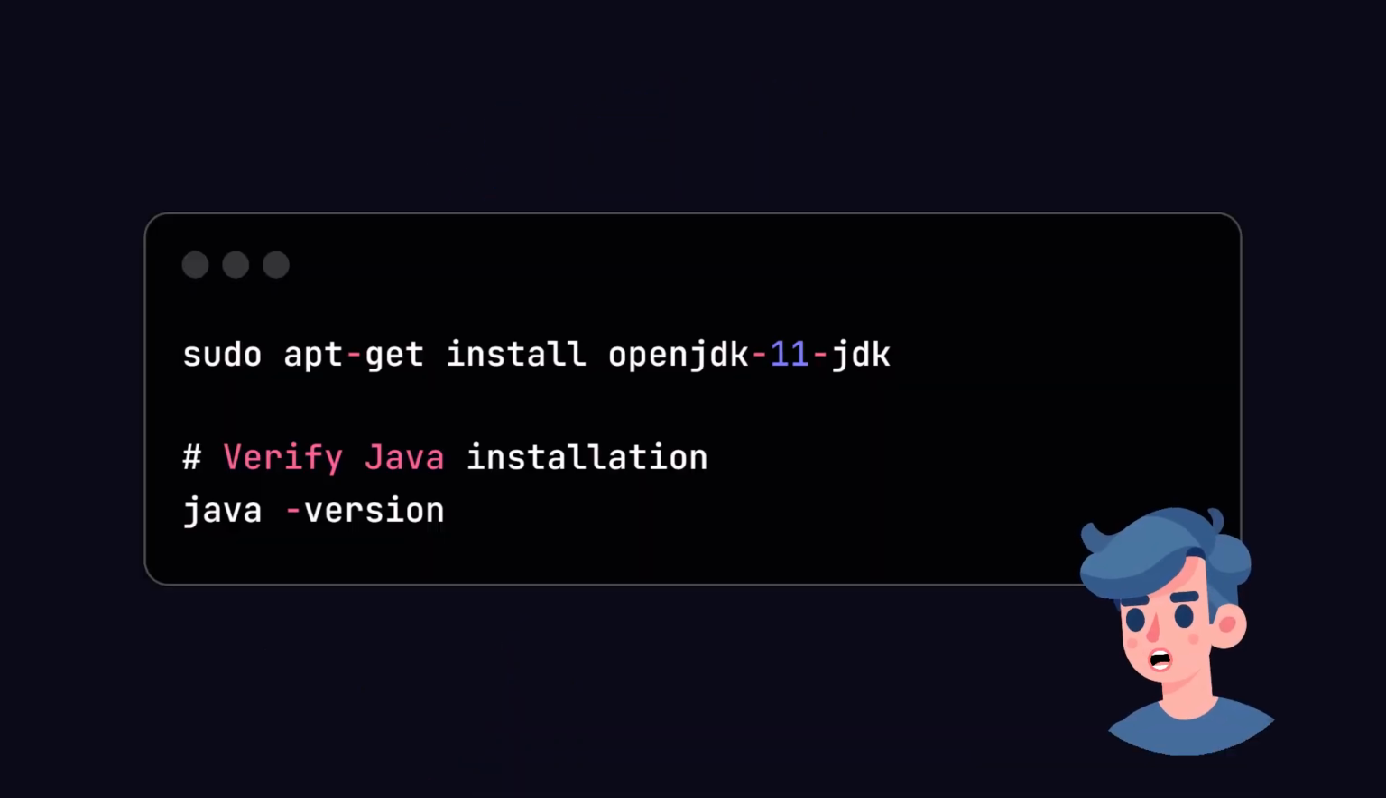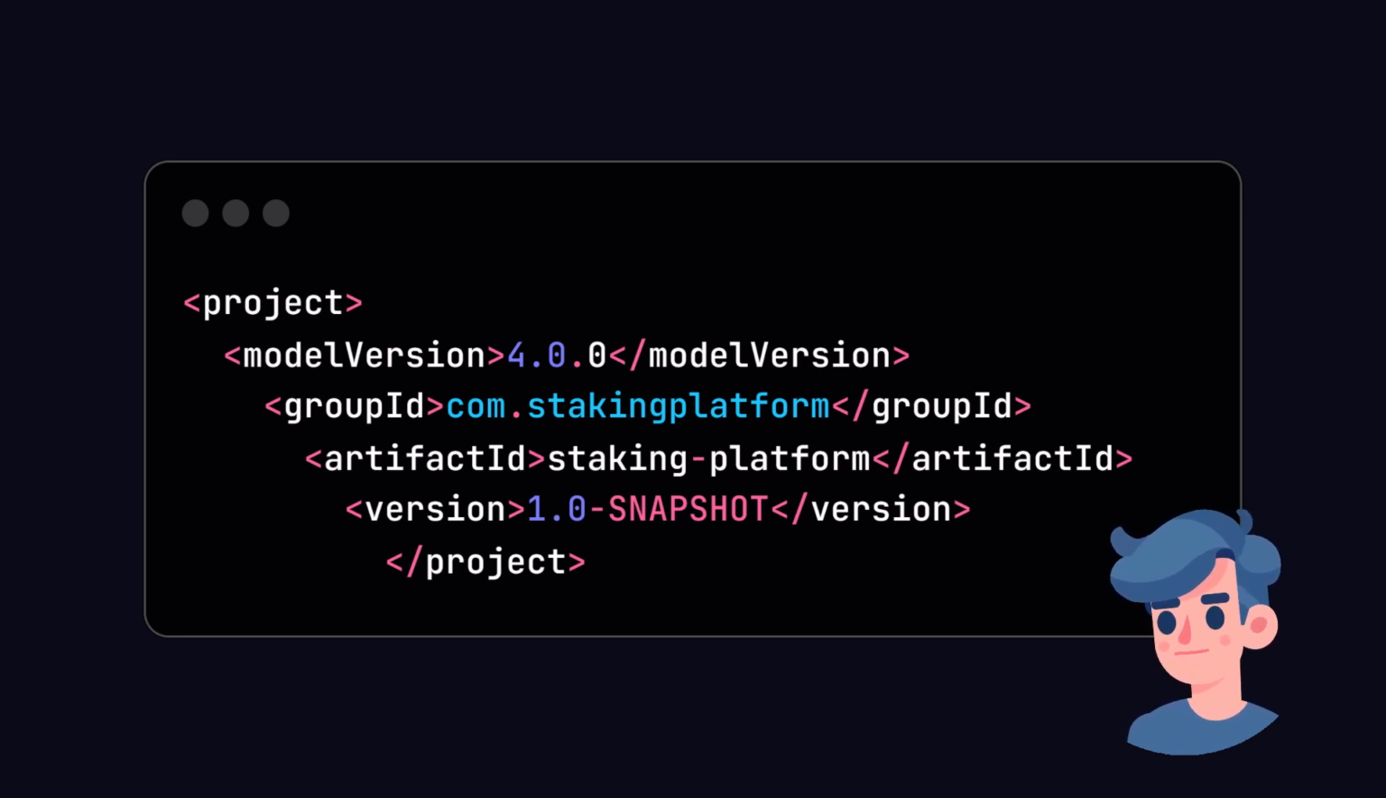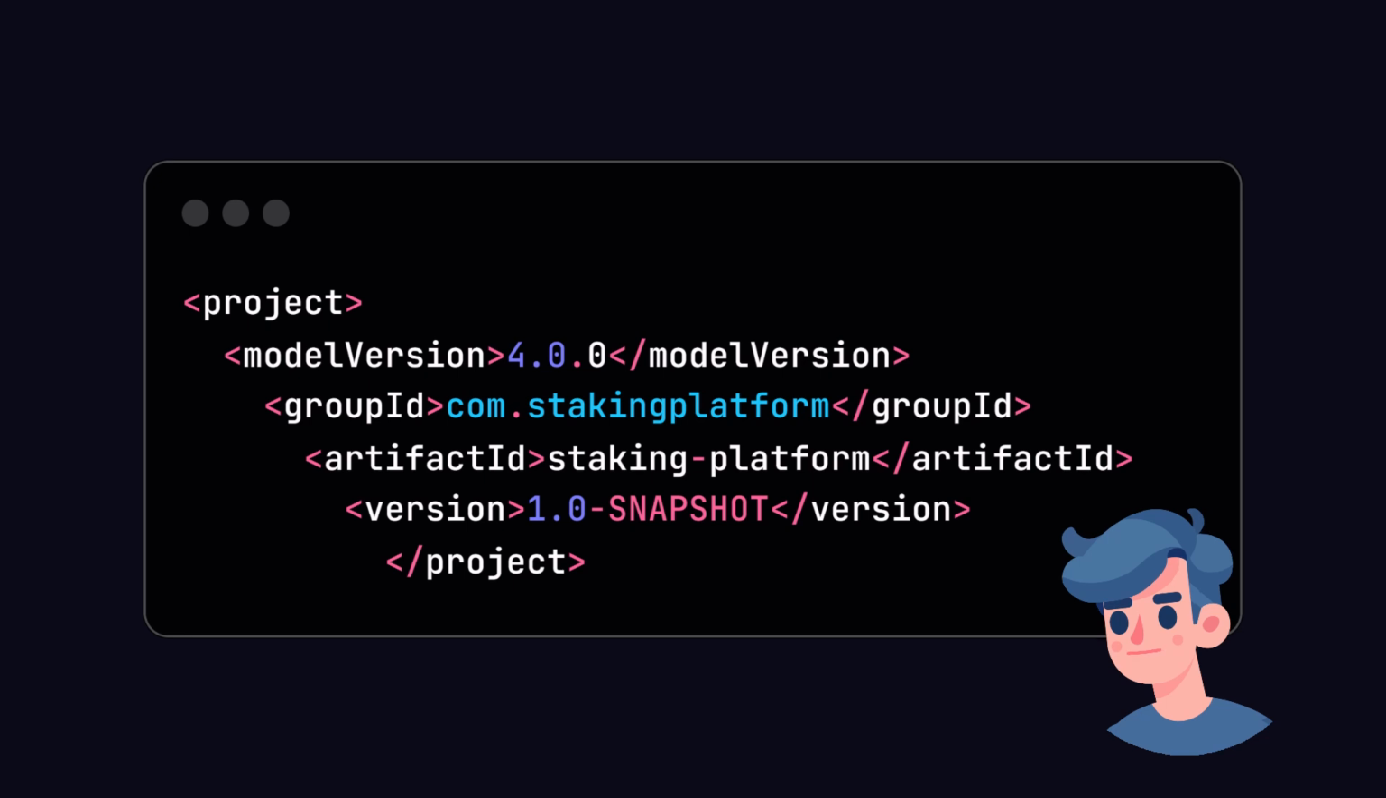Let's start by setting up our development environment. You will need Java JDK installed on your machine, along with a suitable IDE, such as IntelliJ IDEA or Eclipse. We will also use Maven for dependency management. Now, let's create a new Maven project. Open your IDE and select Create New Project. Choose Maven and follow the prompts until you have a basic project structure set up.